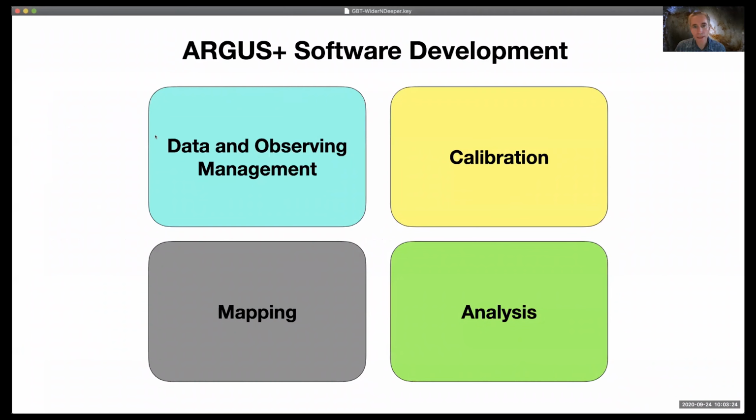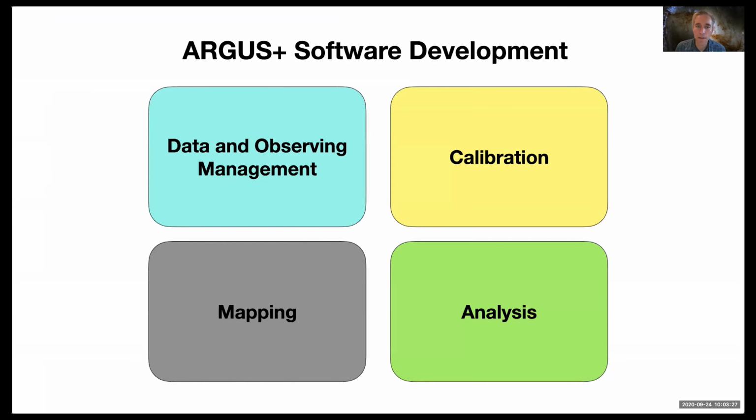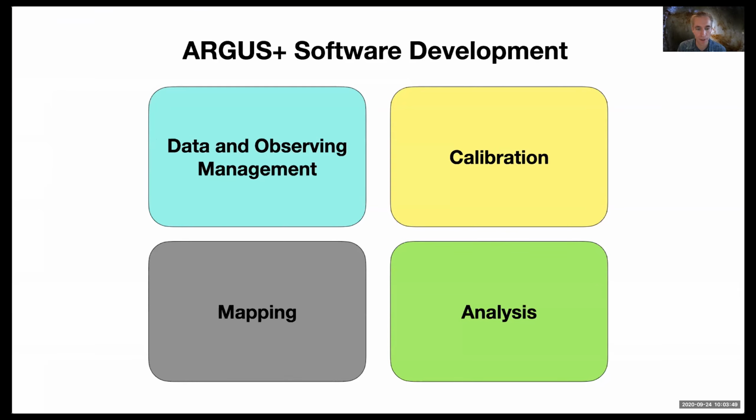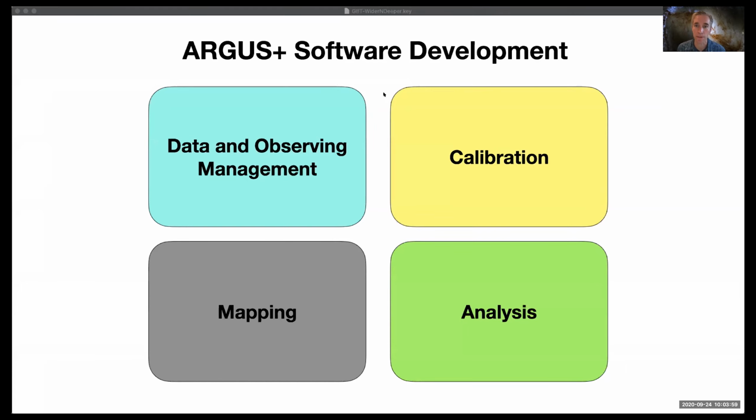So I think of the Argus Plus software development requirements in four different domains. We have the data and observing management, which is the software that's required to actually get the telescope to execute the observations. The calibration of the data that will come out of the instrument. Mapping that is going to be required to take the spectroscopic data and turn that into calibrated maps. And finally, the analysis software that we're going to require to turn the maps into basically the science papers that we need.